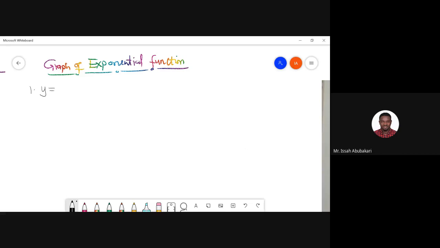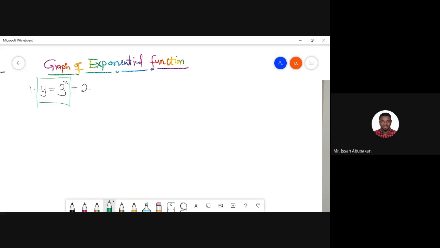y is equal to 3 exponent x plus 2. You're asked to plot this graph. What I want you to know is there are two things that you have to consider. First of all, consider whether the graph is going to be decreasing or increasing. From the look of this, we can consider only this side to determine whether it is increasing or decreasing, right? So from this side, we know the graph will be what?